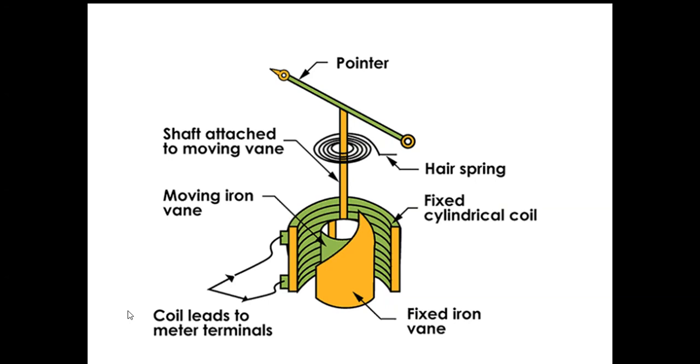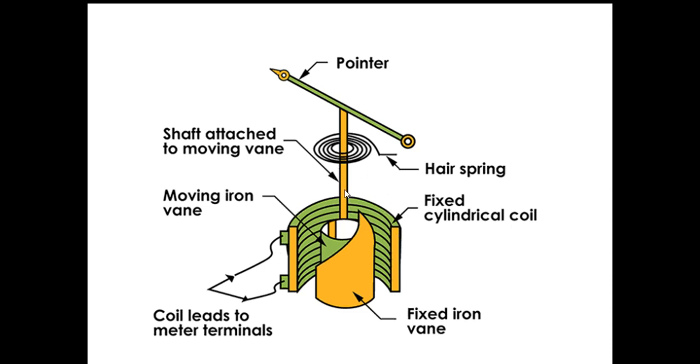So this is the front view of this repulsion type moving iron instrument. Here we have two vanes. This one is the fixed iron vane and this one is the moving iron vane. The moving iron vane is attached to the spindle. On the spindle, a spring is placed and a pointer is attached. The shaft attached to the moving vane we call the spindle. And this is the fixed cylindrical coil.